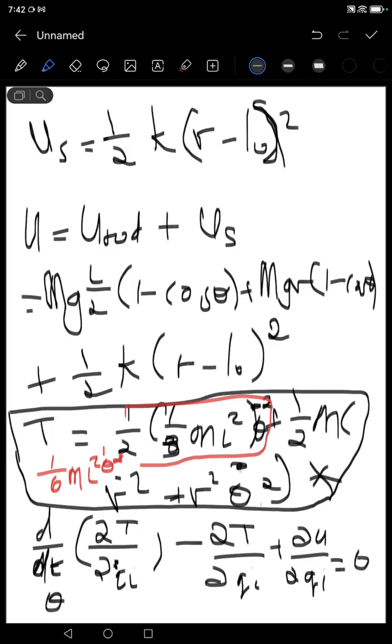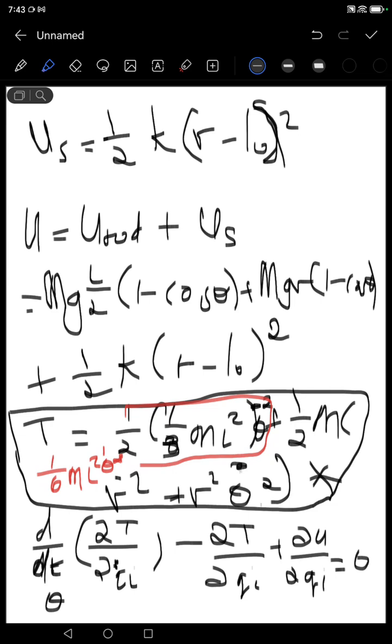So when we derivate with respect to theta dot, it's going to be what? 1 over 6 multiplied by 2, which is 1 over 3 ml squared theta dot. Because we took this square and multiplied with 1 over 6. So 2 multiplied by 1 over 6 is 1 over 3. So it's going to be 1 over 3 ml squared theta dot. The square is gone, because we derivated.